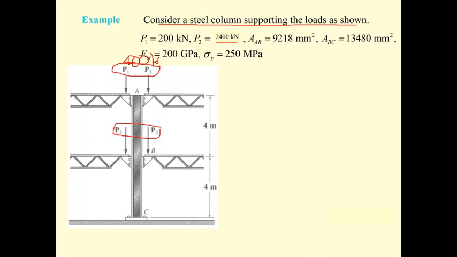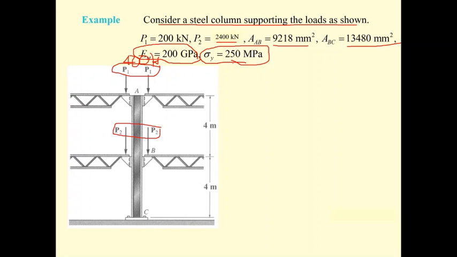So this is going to be a total of 4,800 kilonewton. The column AB, from the second floor to the roof, has the area of 9,218 millimeter squared. And the column BC is from the first floor to the second floor, and it has this area. The column is made of steel with a modulus of elasticity of 200 gigapascal and a yielding stress of 250 megapascal.